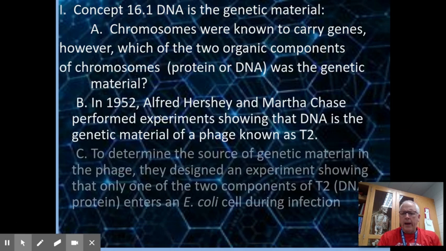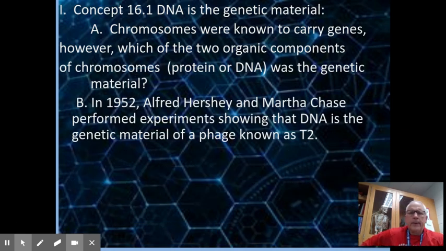The big question back in the 1950s was what causes these characteristics, what causes Punnett squares to work like that, what causes the law of segregation and independent assortment and those types of things. We didn't know if it was a protein or DNA. That was a big question in the 1950s. Which one was the genetic material?